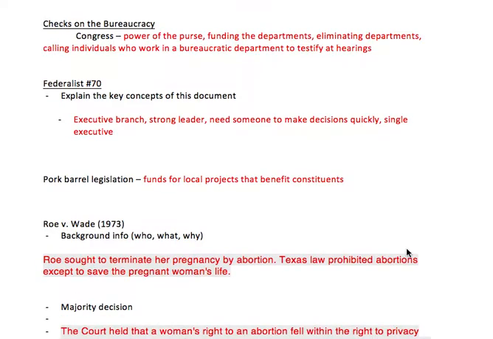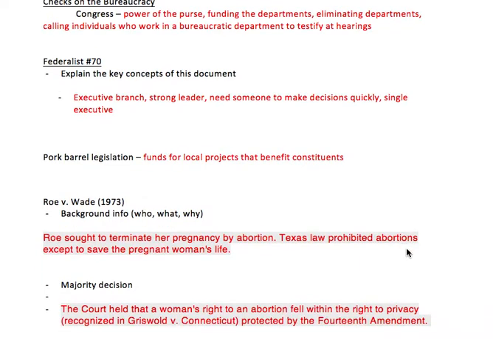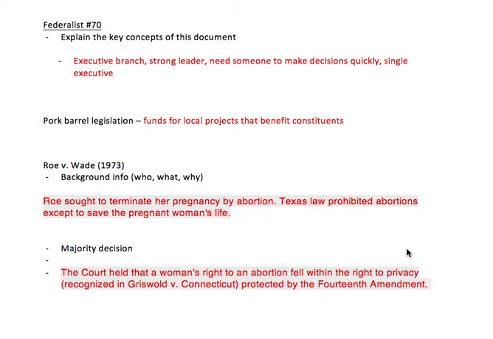And then on the federal bureaucracy, part of the executive branch, but those departments within the executive branch, Congress has the power to check on them by controlling the money, funding all the departments, eliminating the departments, and calling individuals to testify at congressional hearings. One of your required documents was Federalist 70.